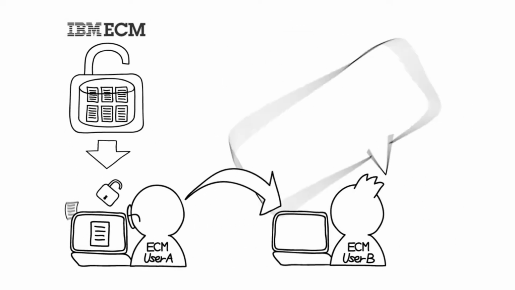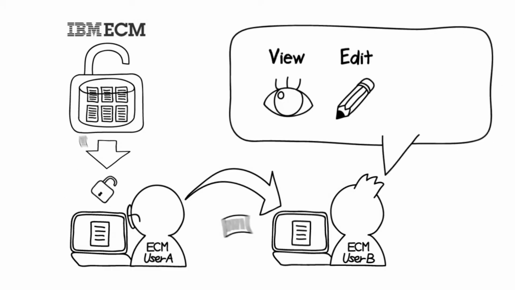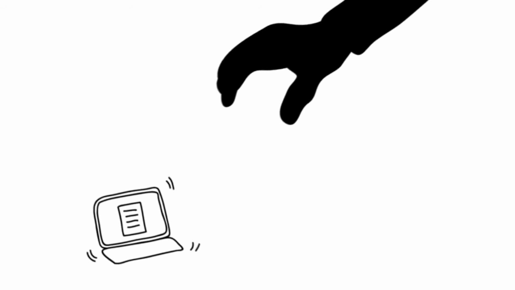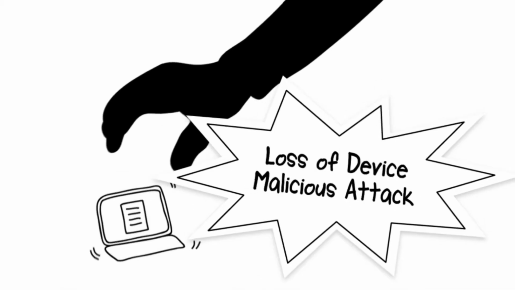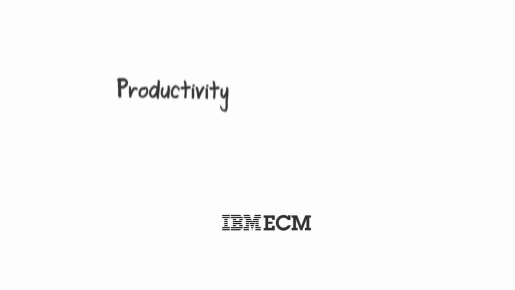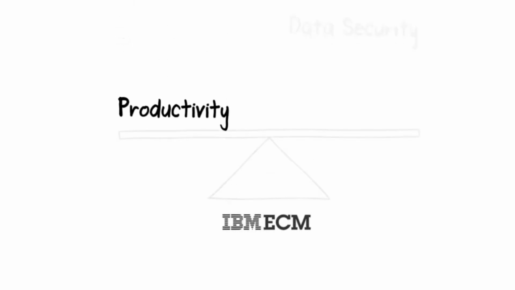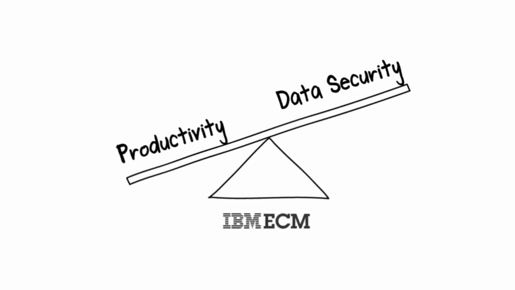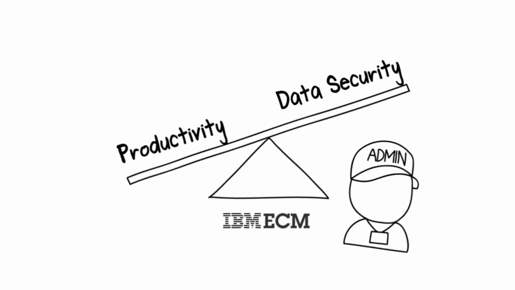The documents can also be sent to any user, and they can access the documents with no restriction. Data loss can also occur when someone loses a device or through malicious attack. ECM is a great tool to store, collaborate, and manage data, which helps organizations to raise productivity. However, once content is outside of ECM, the content could be vulnerable to security breaches. So how do we balance it out?